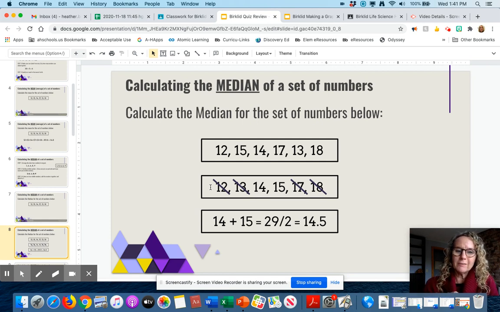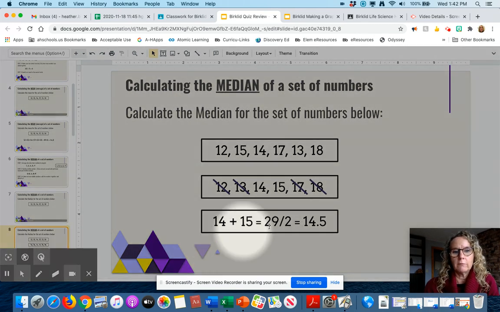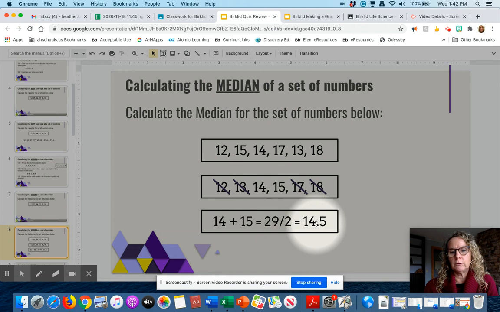When that happens, you now have to find the mean also. So you add those 2 numbers together: 14 plus 15 is 29, divided by 2. So in this set, it would be 14.5. That is what you would get. You take the 2 numbers that are left, 14 and 15, add them together, and divide by 2. So 14 plus 15 is 29 divided by 2, and the answer is 14.5.